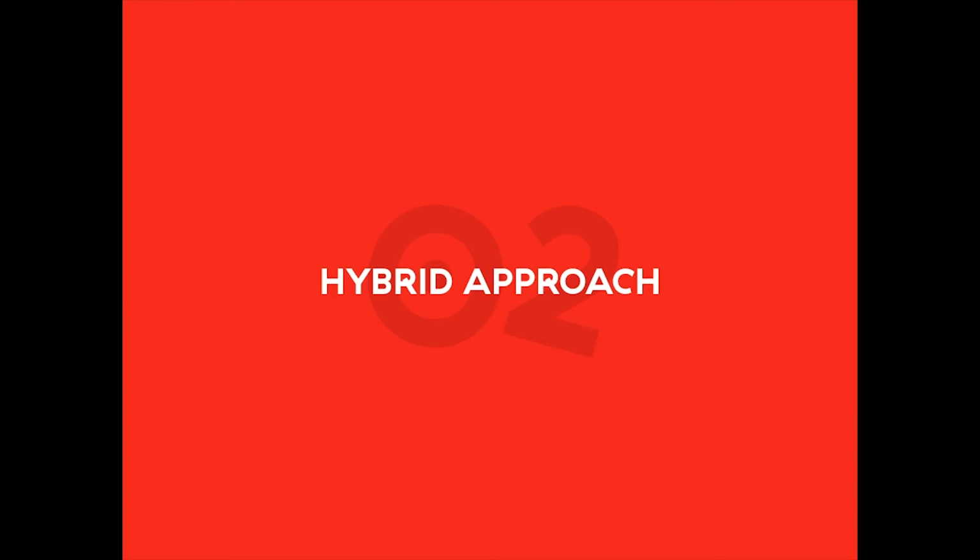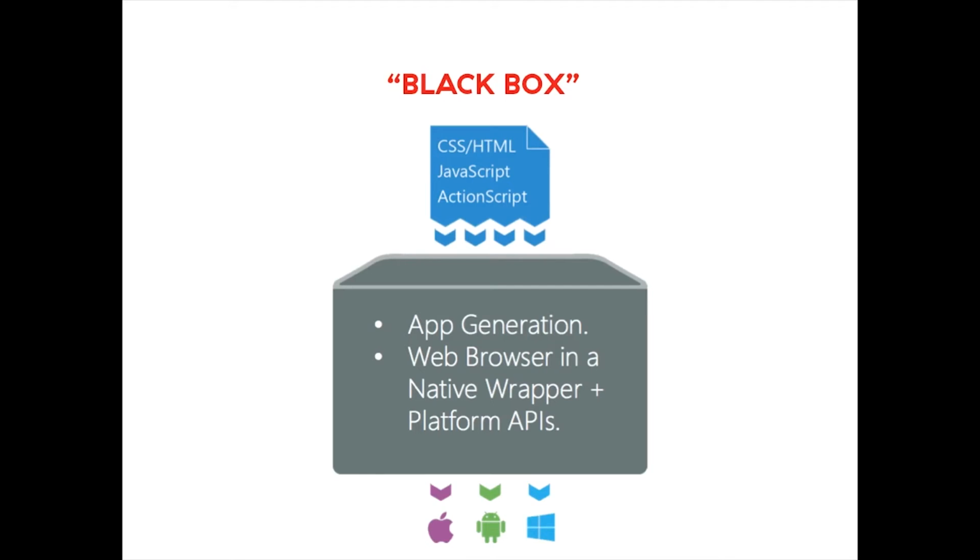Hybrid approach, also called the black box approach. Basically, you would use CSS and HTML to build UI. You would use JavaScript or ActionScript to build the rest of your application. Here, the downside is that you have a non-standard UI. Basically, you write once, run everywhere. And this is not really nice for the user, of course. You have limited API access to the native stuff.